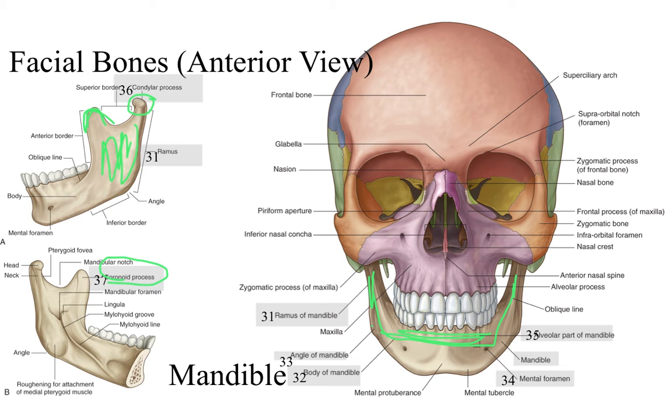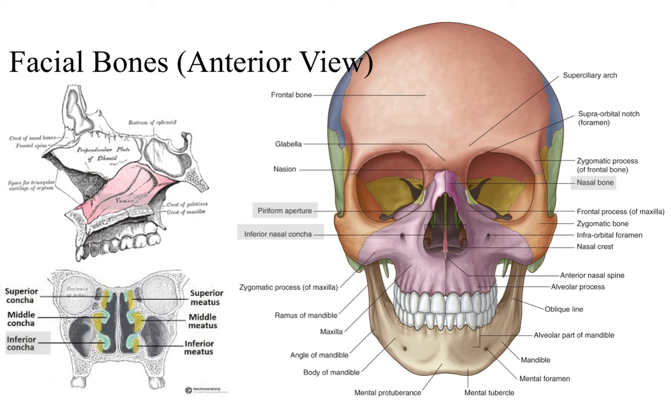So here is the angle, so where you're going from the ramus to the body, that's the angle of the mandible. Then we have the body, and within the body, first of all, we have these mental foramen, and remember, mental means chin, so they are holes within the chin, and through those holes go the mental nerves, which are distal branches of the cranial nerve 5, the trigeminal nerve.